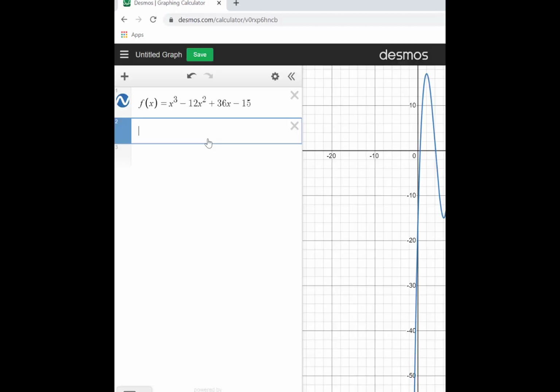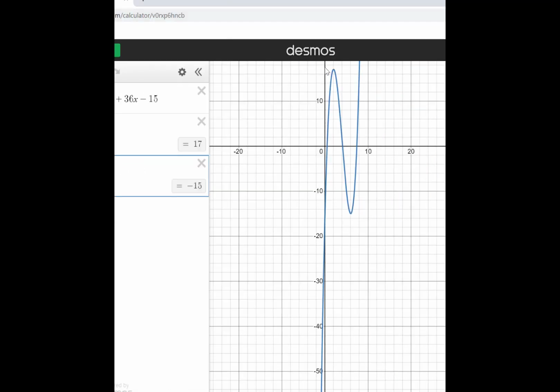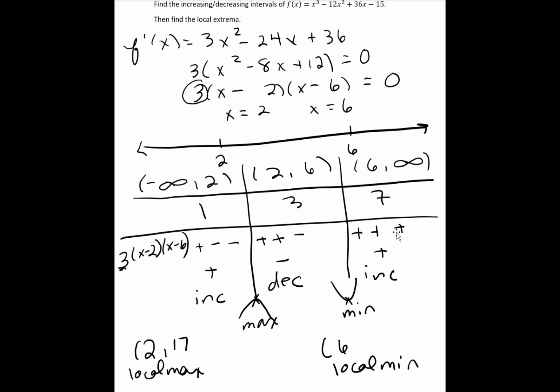Okay, so I've typed in my function. Now I'm going to type in f of 2, f of 6. F of 2 gave me 17. F of 6 gave me negative 15. We could also look over at the graph and click on it, and it'll tell us there's our max at 2, 17 and our min at 6, negative 15. So let me write that back in, 2, 17 and 6, negative 15.